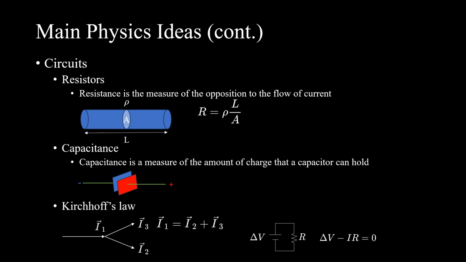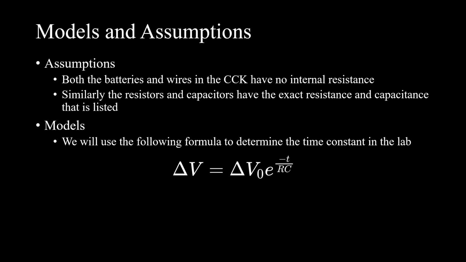In circuits, we will discuss resistors, where resistance is the measure of the opposition of the flow of current, where resistance is equal to the resistivity times length divided by area. We also discuss capacitance, where capacitance is a measure of the amount of charge that a capacitor can hold. And we also look at Kirchhoff's laws, both the node rule and the loop rule, using the CCK.